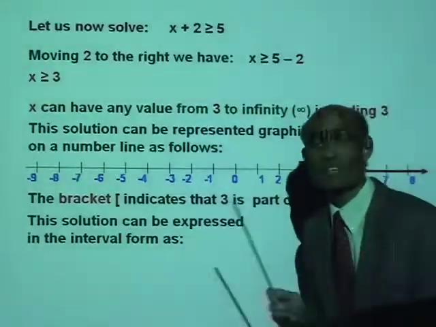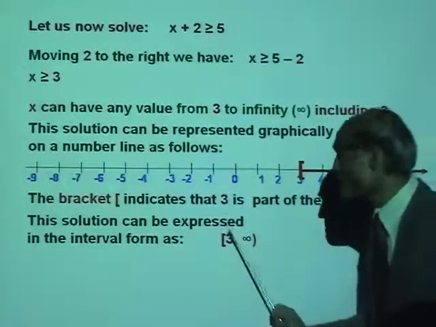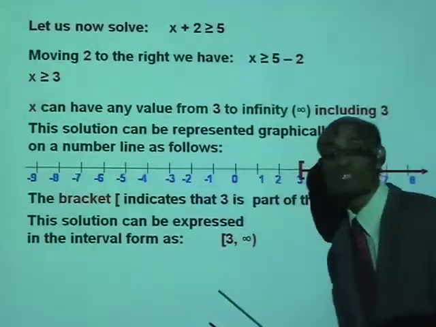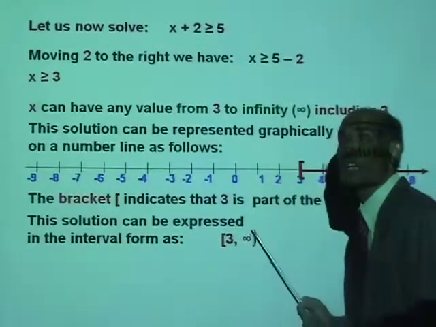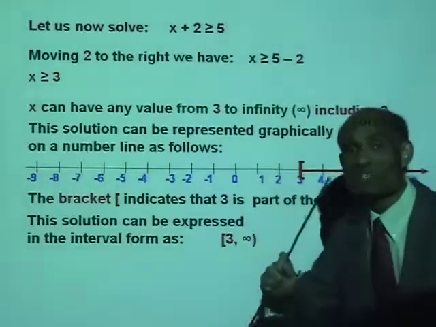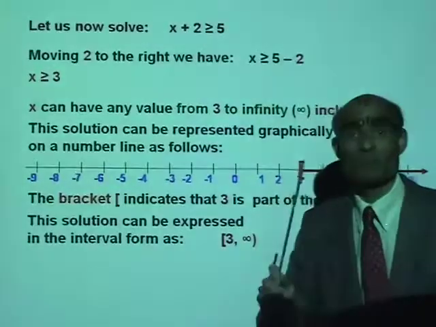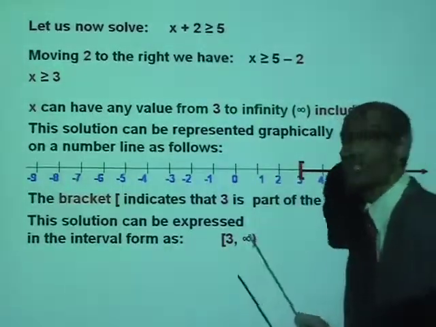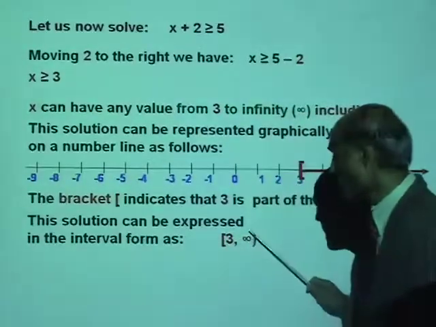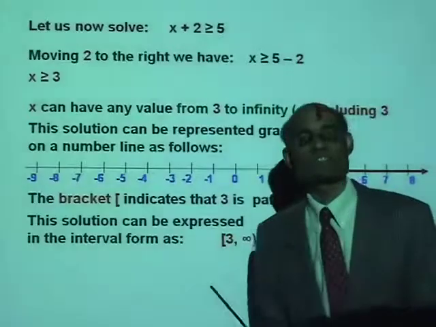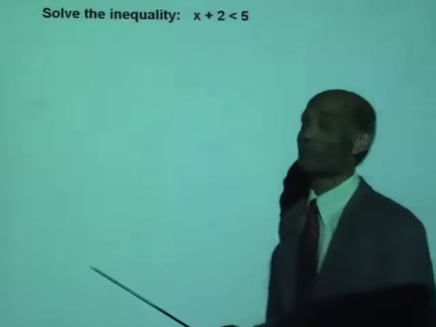And how do you represent this solution using interval? Well, in place of the parenthesis, we now use a square bracket. Square bracket 3, infinity is the numbers starting from 3 all the way to infinity, including 3. Now, as I told you, there is no point including infinity. Every time you have an infinity, you use a parenthesis for that. Alright, let's now look at another one.